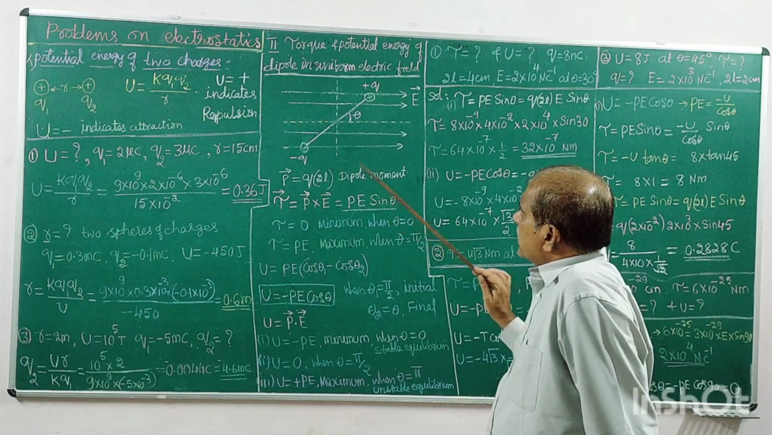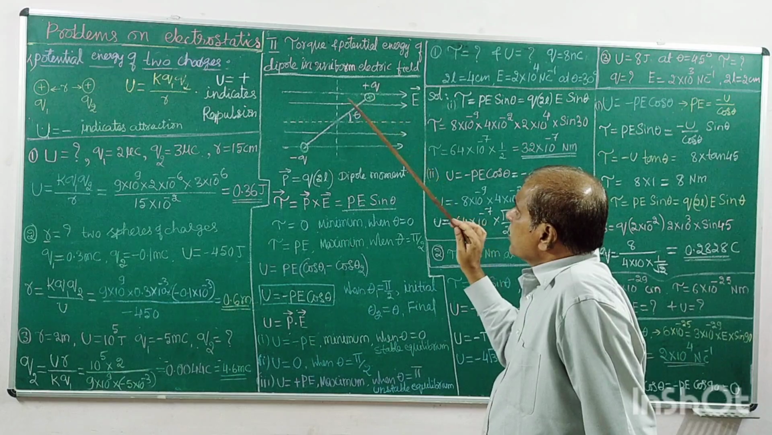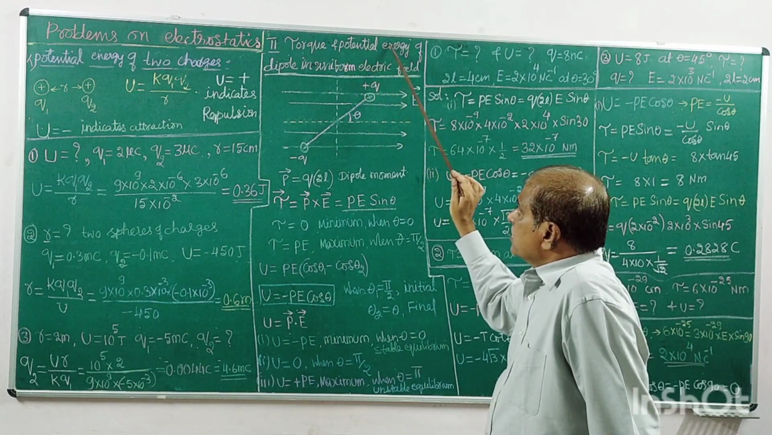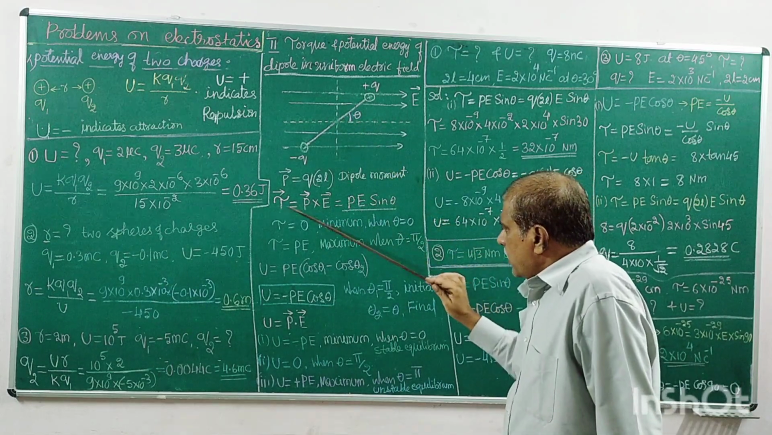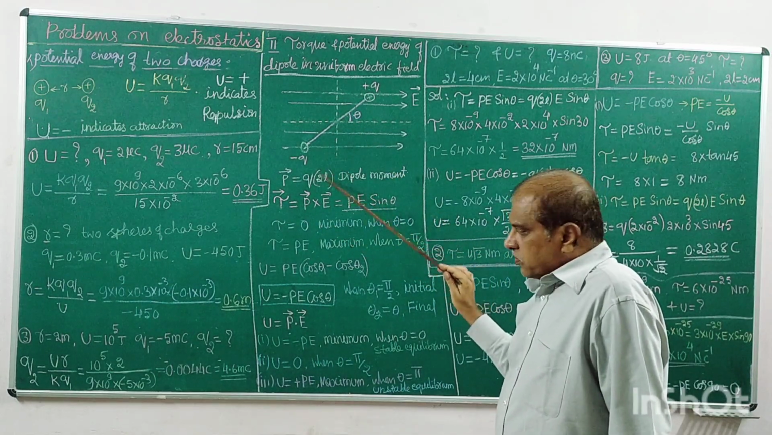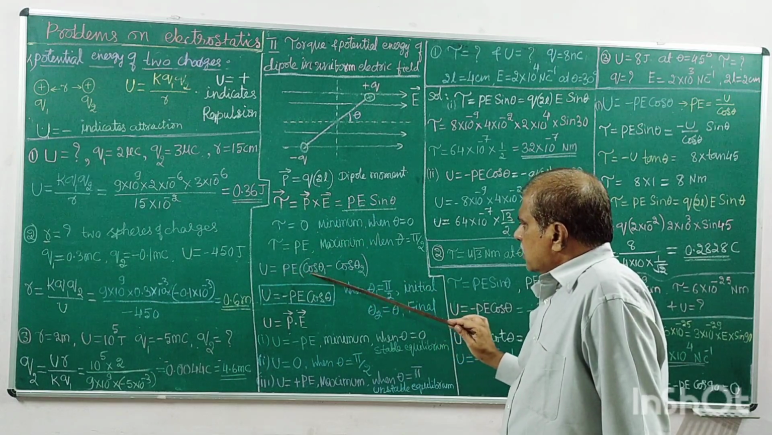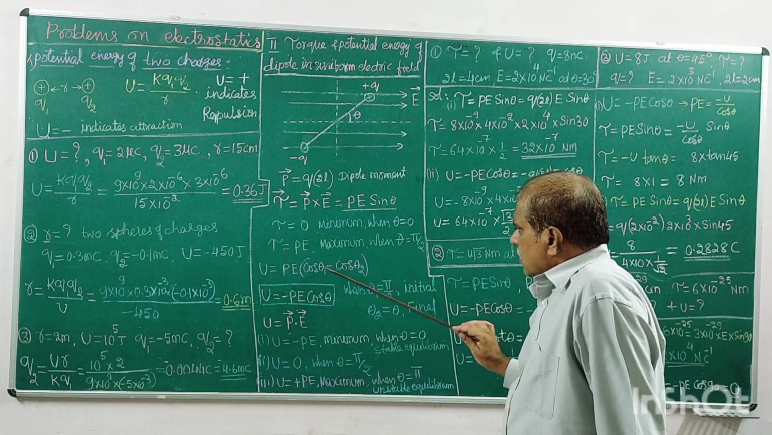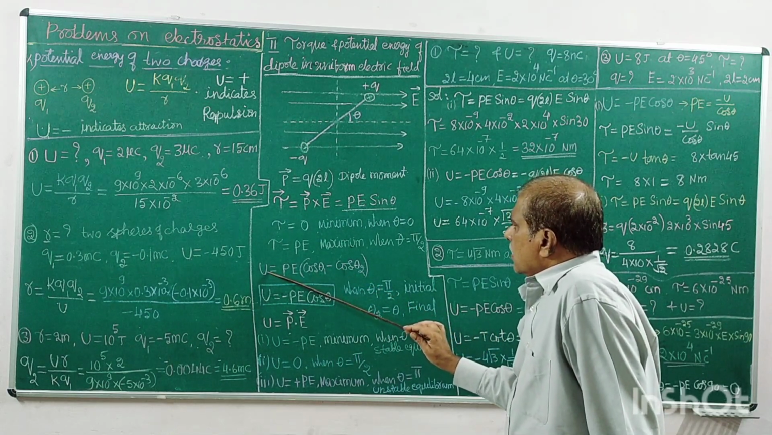Due to this interaction between the dipole and the electric field, we see there are two effects. One is the torque effect and the other is the energy effect. Energy is the potential energy of the system. We have also derived the equation for potential energy as U = PE (cos theta 1 minus cos theta 2). Recall this equation.